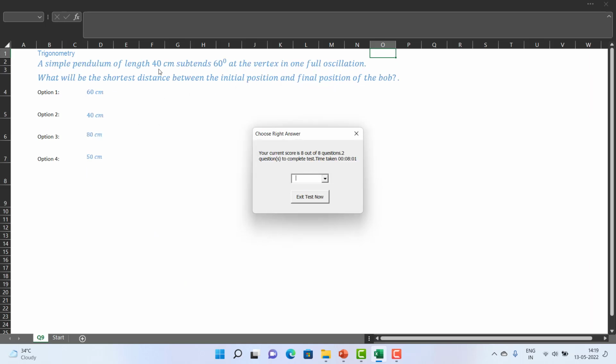Bravo. A simple pendulum of length 40 centimeters subtends 60 degrees at the vertex in one full oscillation. What will be the shortest distance between the initial position and final position of the bob? So we will draw a figure again. So here AC is equal to BC, that is the length of the pendulum, will not change. That is equal to 40 centimeters.